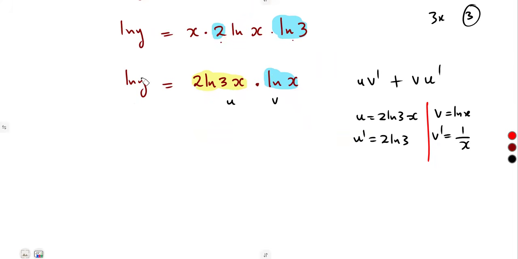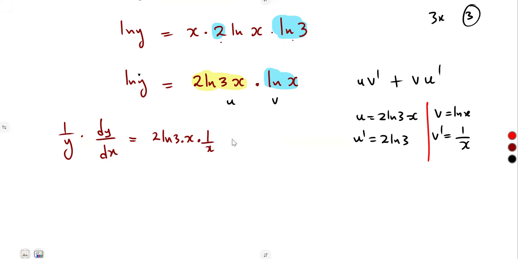So to differentiate the ln of y, it is not x, it's y. So it's 1 over y times dy dx. Remember this. And on the right hand side, applying our product rule, you're going to have what? U. What is our u? 2 ln 3 times x. Times the derivative of v. The derivative of v is what? 1 over x. So this is times 1 over x.